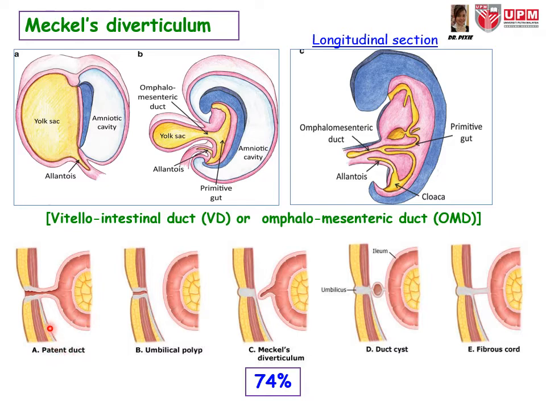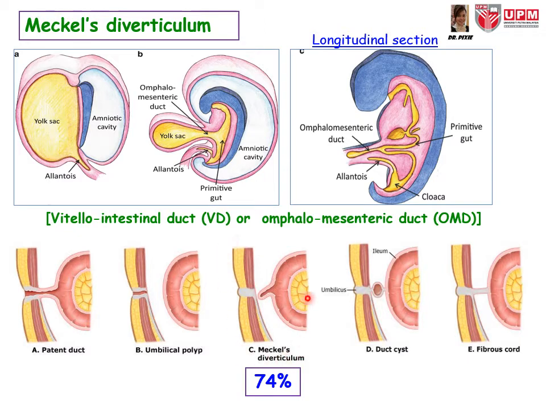The second condition that could occur is the Meckel's diverticulum, in which only the proximal part of the VI duct persists. Note that here there is no connection between the ileum and the anterior abdominal wall.